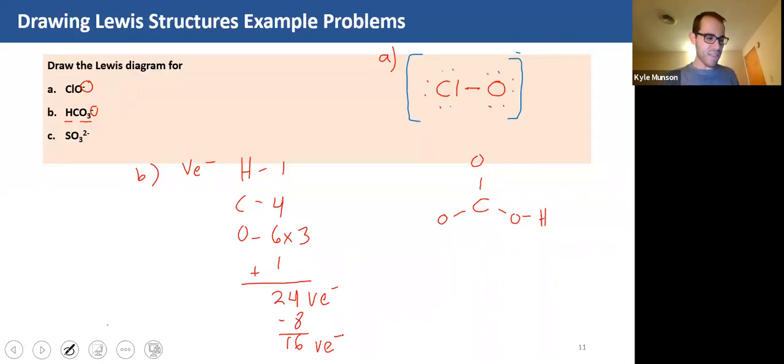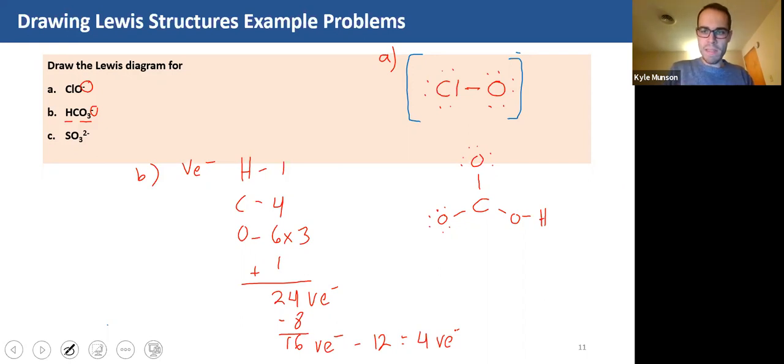So I have 16 left. So I need to put them on my structure. So let's start on the outside, guys. Each one of these oxygens right now has 2 bonding electrons, right? So I want to give them an octet. They want to have 8 around them. So that's 1, 2, 3, 4, 5, 6. 1, 2, 3, 4, 5, 6. Okay, so minus 12. I have 4 valence electrons left.